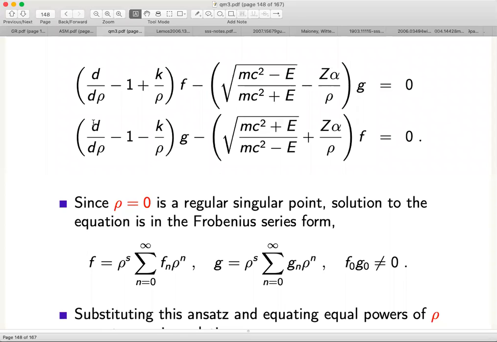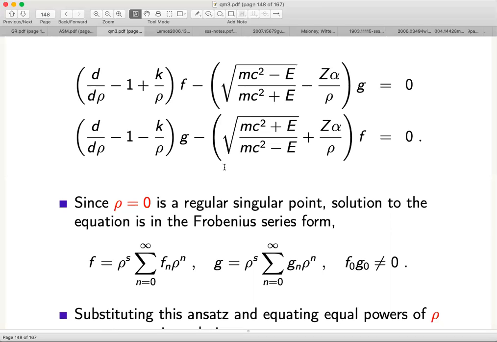Okay, so in the last class, we were looking at the hydrogen atom problem using the Dirac equation, and we had written down two equations which are right there on the screen. These are both first order but coupled differential equations. The derivative of f is related to g and the derivative of g is related back to f. So if you eliminate, you would get a second order linear differential equation, and it should be solvable.